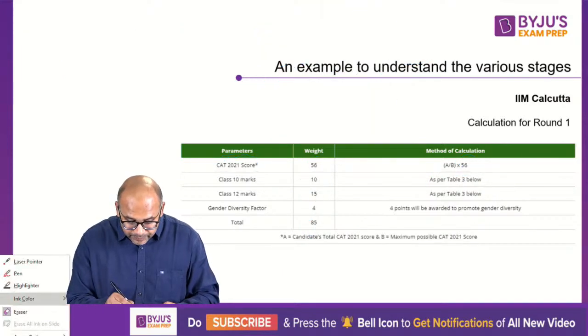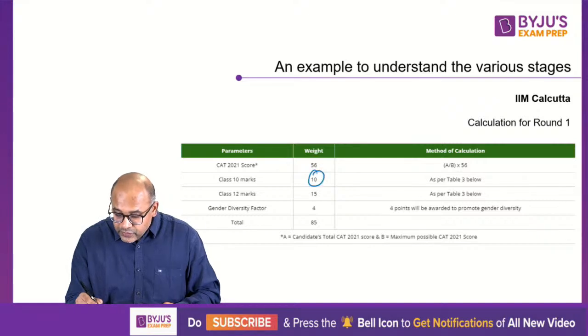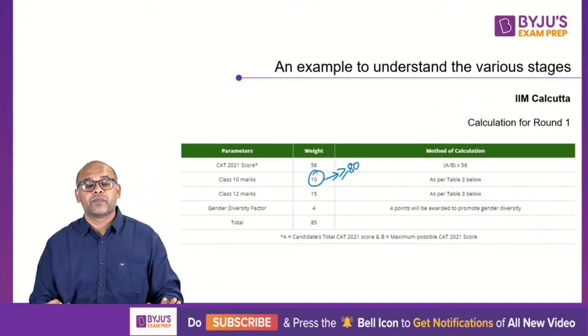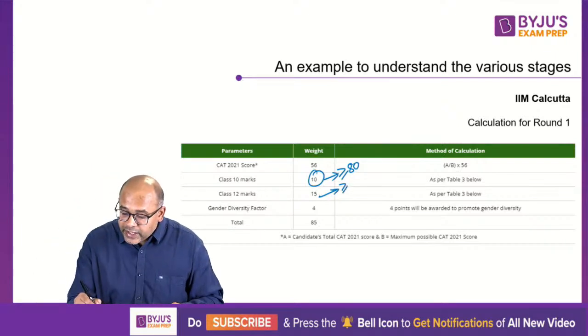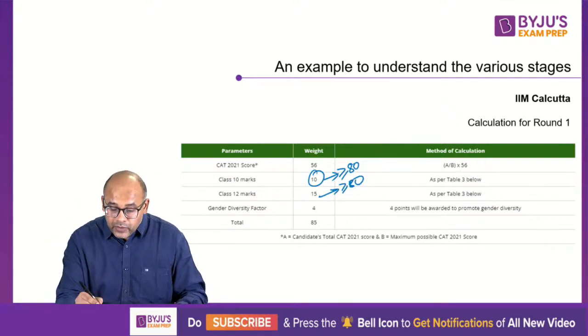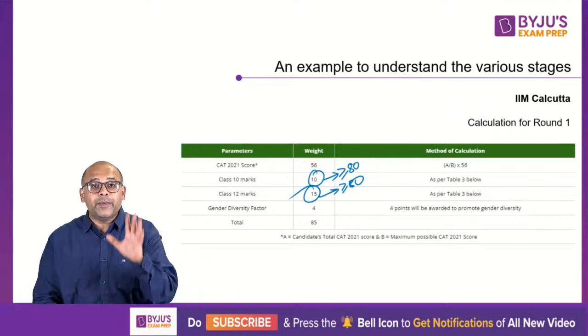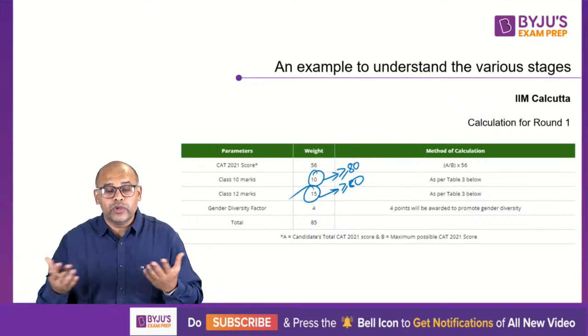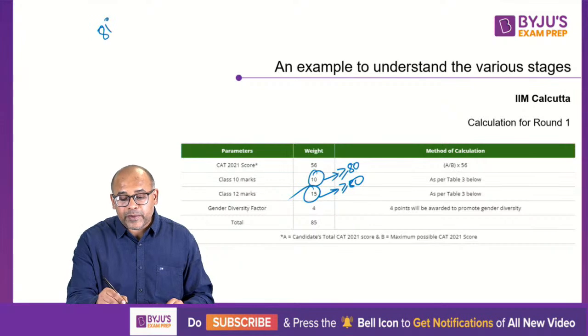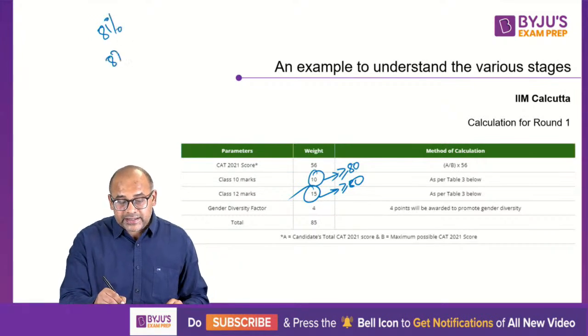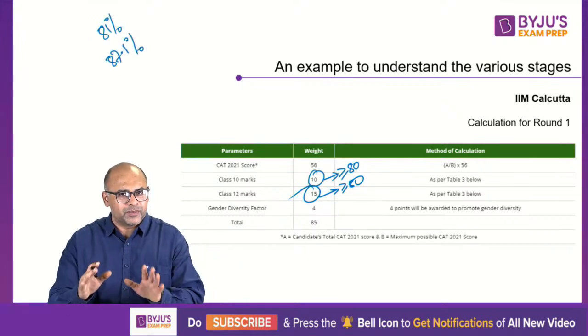If you notice, you'll get full 10 if you are greater than or equal to 80% in your 10th class. Similarly, in your 12th class, if you're getting above 80%, then you'll get full 15. So let me take an example of yours truly. Let us say I got 81% in my 10th. I got 87.1% in my 12th.